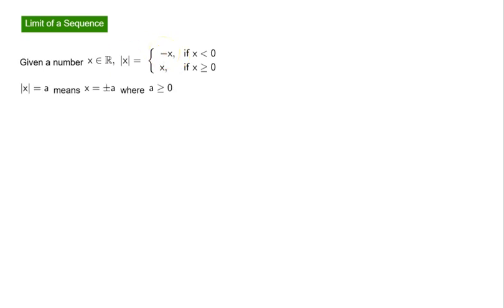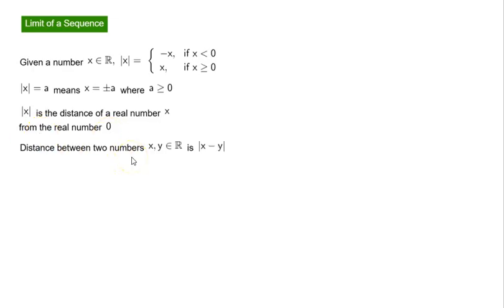Okay. So magnitude of x is equal to a means x is equal to plus or minus a, where a is greater than or equal to 0. Magnitude of x is the distance of a real number x from the real number 0. Distance between two numbers x, y in real numbers is magnitude of x minus y.